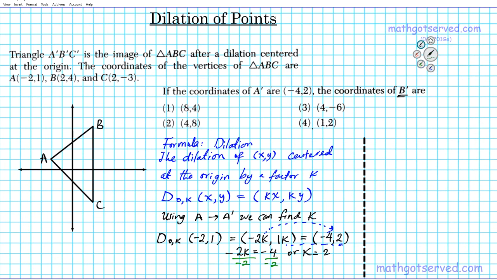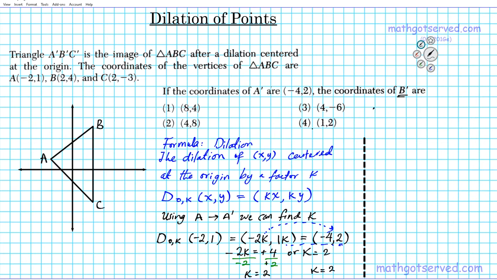When you divide both sides by -2, you get k equals -4 over -2. The signs are the same, so minus divided by minus is plus. 4 over 2 is 2. Bam, k is 2. Or here it is already solved: k is equal to 2. So our scale factor, k, is 2.